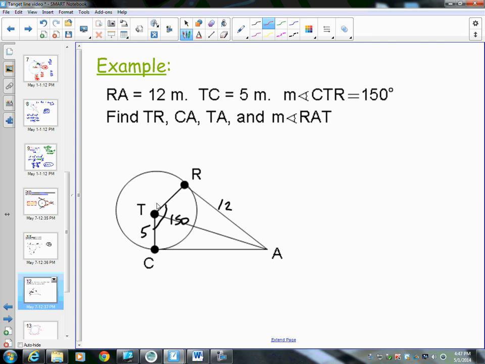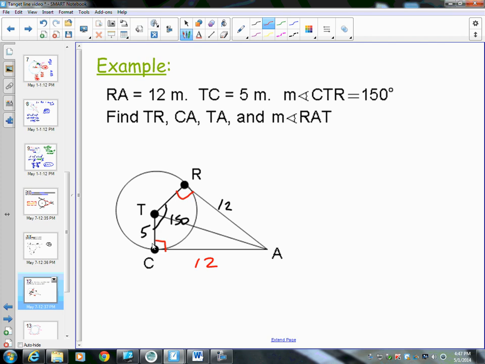So I'm going to do one piece at a time. First of all, I know that RA is a tangent line, meaning this intersects at a right angle. I also know that CA is a tangent line, so this is a right angle. Again, if we have two tangent lines that intersect at some point outside the circle, it means that both of those segments are congruent to each other. So if RA is 12, CA is 12.